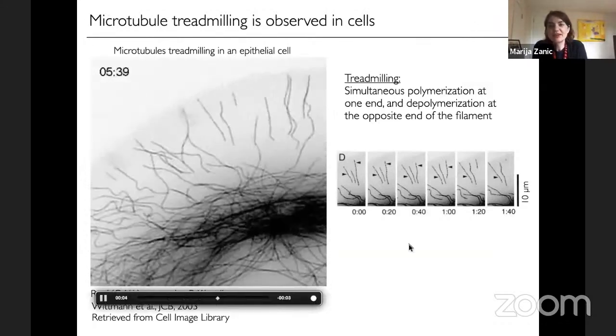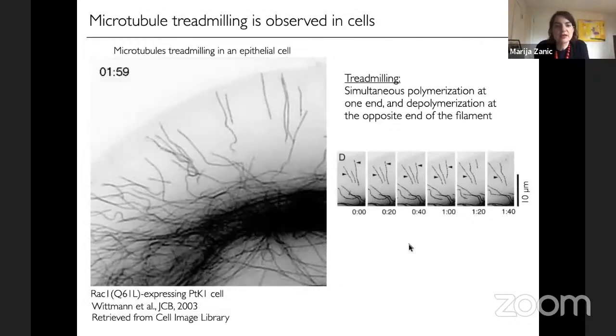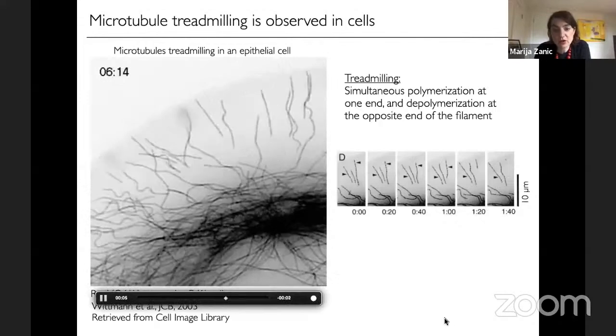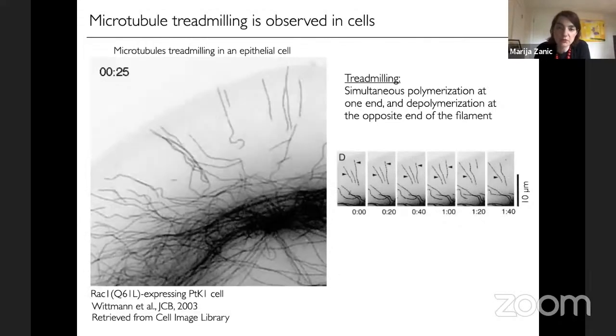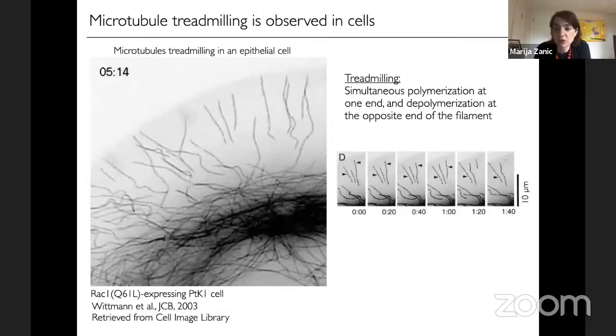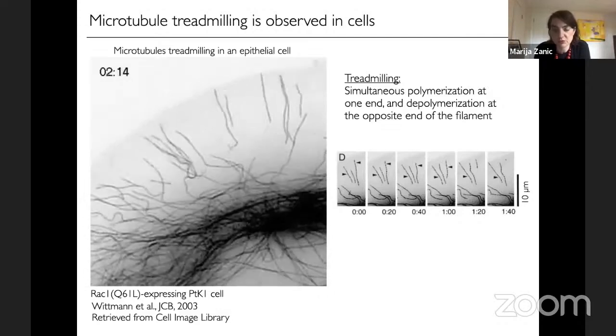This is a movie that was made in Claire Waterman's lab almost 20 years ago. What we see are individual microtubules that have two free ends. Using speckle microscopy, the authors were able to show that these microtubules are polymerizing at one end and simultaneously depolymerizing at the opposite end. And of course, this is called treadmilling.